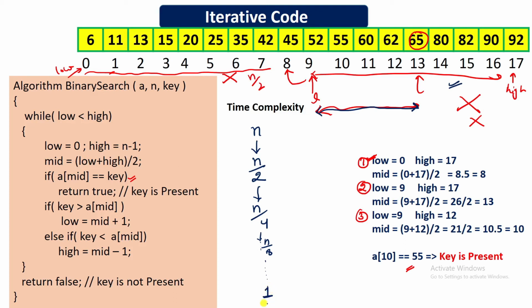And then you can just check in unit amount of time whether your key element is equal to that particular single element or not, and after that your binary search algo will stop. Either it will say key is present, equal to that element, or it will not be present. So basically, how many number of steps are there?